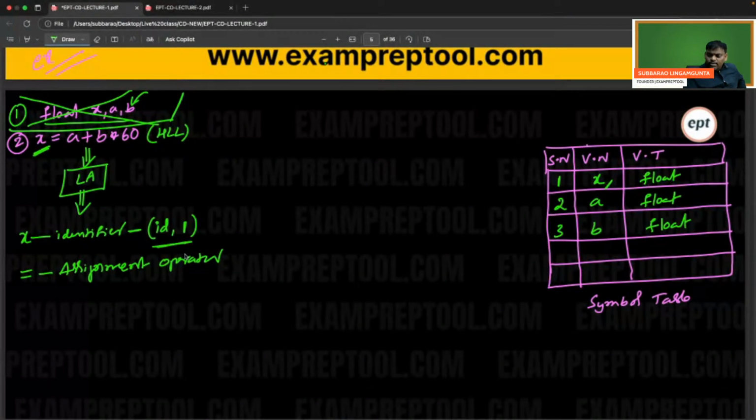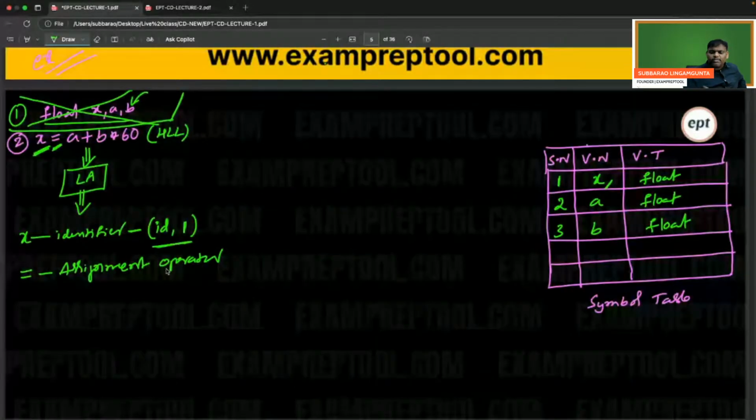Next token is the assignment operator. You don't give any token number. Remember, whatever is there in the symbol table, only for them is there a token number. Other things are tokens too, but a number is not required. Why? What is the reason? I will explain, don't worry.